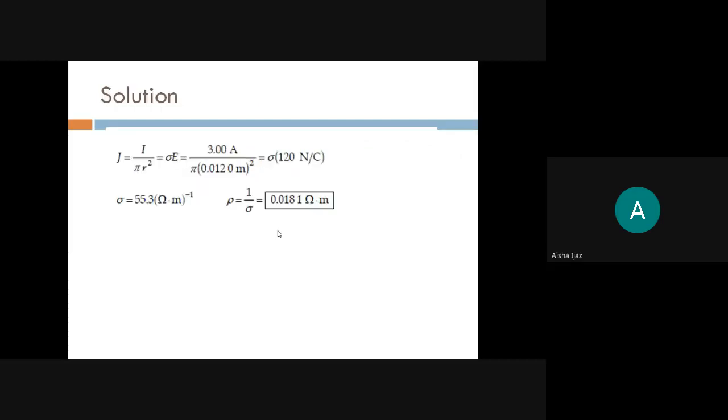Or in other words, in terms of conductivity, you can write J equal to sigma E. J is basically I over area, which is pi r square. Just equate these two formulas: I over pi r square equals E over rho. Or directly you can calculate sigma and then take the reciprocal. In both ways, it will be fine. The conductivity is calculated as 55.3 ohm meter inverse, and if you take the inverse of it, you will get the resistivity, which is 0.0181 ohm meter.